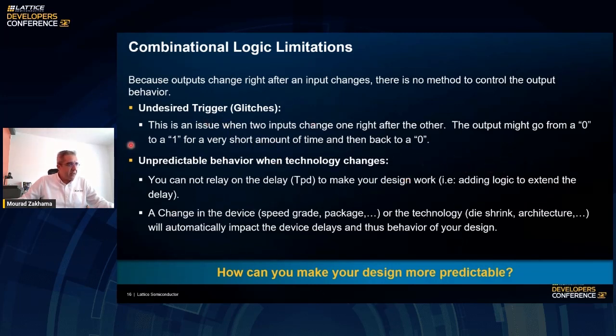And like I said, in terms of unpredictable behavior, when the technology changes, you have that TPD changing. There is also variability when you change the logic. It's not the same thing if you have a 4-input AND gate or a 6-input AND gate; depending on the architecture, this delay will also change. The speed grade and the package will also have an impact on the TPD or on the combinatorial logic. So the question we may have is, how can we make this design more reliable?